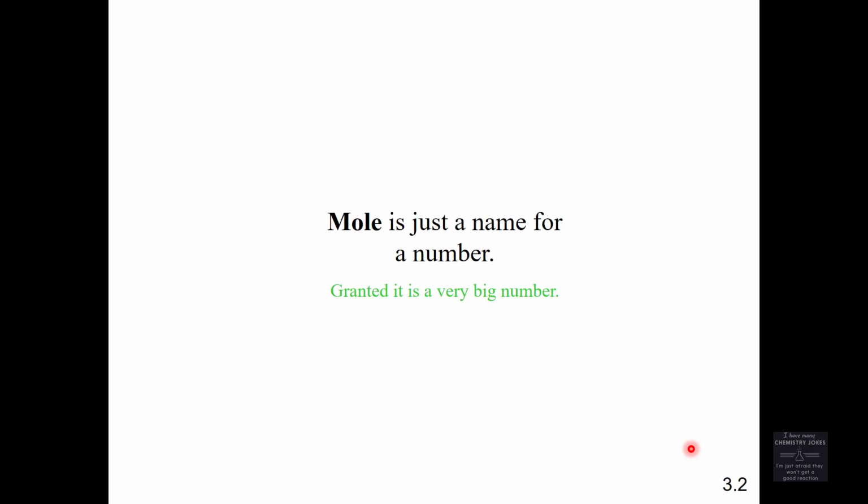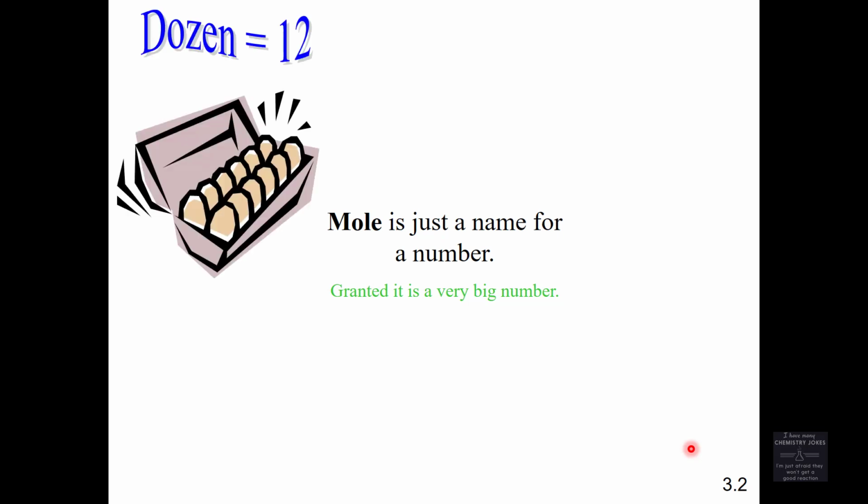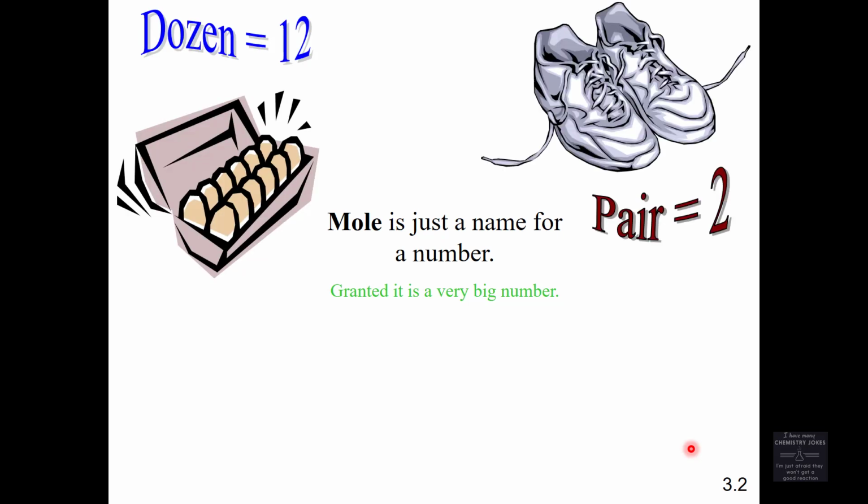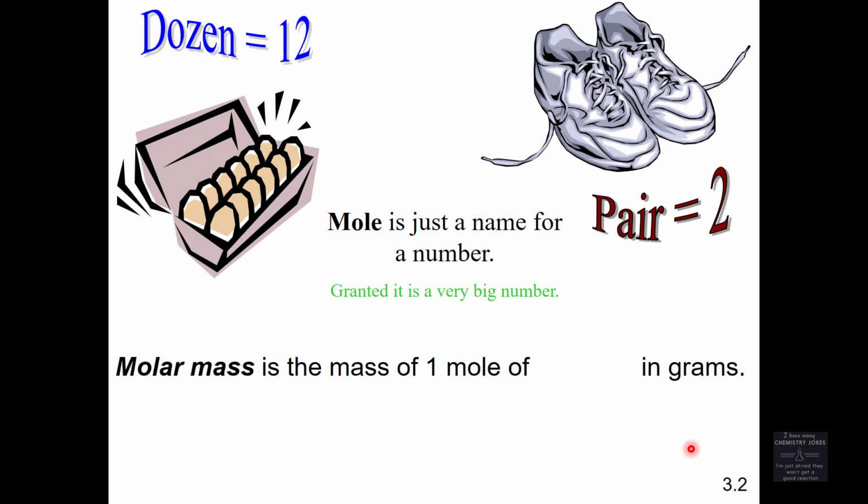Okay, so mole is confusing to a lot of students in the very beginning. It's just the name for a number. Just like a dozen means 12, a pair means 2, it's just the name of a number. A mole means 6.022 times 10 to the 23rd. So if we asked, how much does 1 mole of something weigh, we can talk about the mole of eggs. How much does 1 mole of eggs weigh? That's called the molar mass of eggs. How much does 1 mole of shoes weigh? That's the molar mass of shoes.